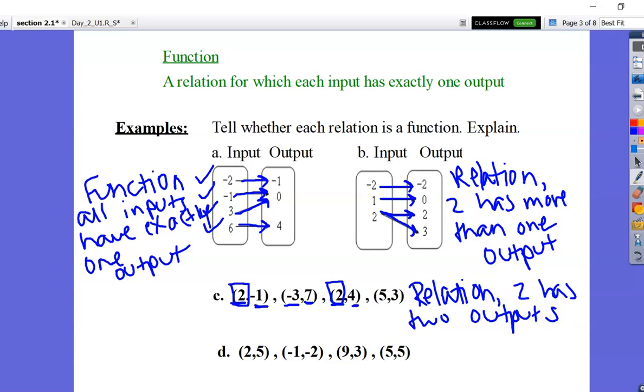And then for the last set of ordered pairs, I can see that 2 maps to 5. I can see that -1 maps to -2. I can see that 9 maps to 3. And then I can see that 5 maps to 5. So it's okay that the output 5 shows up more than once. The important thing is I'm looking at all the input or x values, 2, -1, 9, 5. They are all unique and all different. So there is not a single instance on here where an input has more than one output. So this is a function.